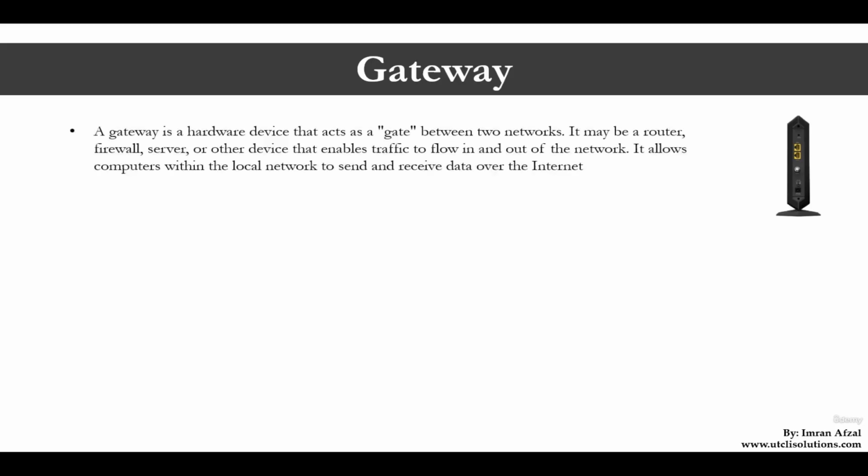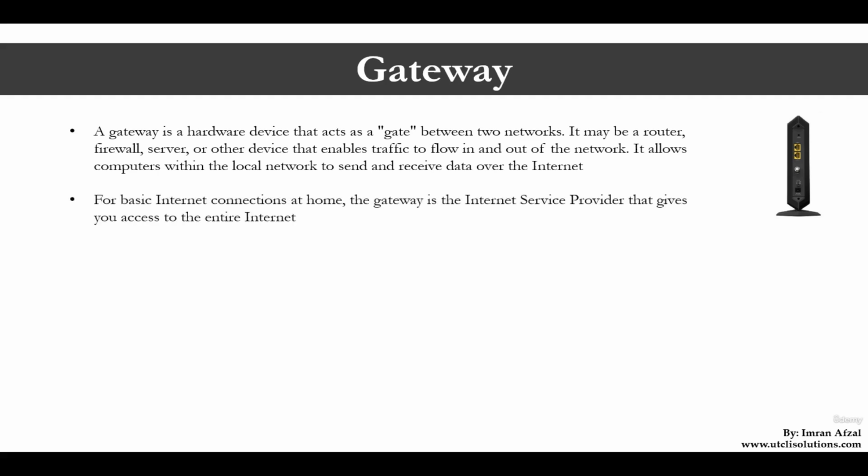So, a gateway is a hardware device that acts as a gate between two networks. It may be a router, firewall, server, or any other device that enables traffic to flow in and out of the network. It allows computers within the local network to send and receive data over the internet. So, for a basic internet connection at home, the gateway is the internet service provider that gives you access to the entire network. So, if your ISP gave you a modem or a router, that is a gateway to your network, to your computers.